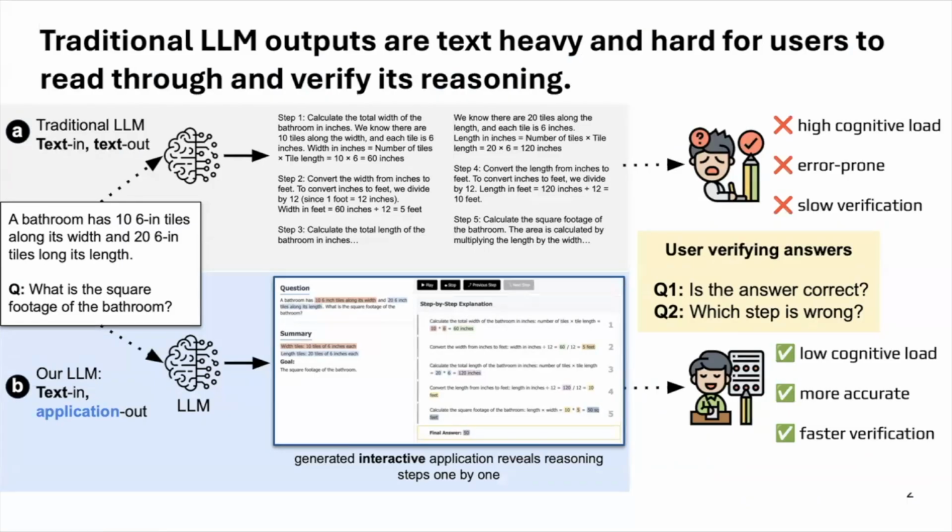Today, models like GPT often produce long and text-heavy reasoning, what we call chain of thought explanations. While these can make the model's thinking more transparent, they're not always easy for humans to read or verify. So instead of changing how the model reasons, we explore changing how its reasoning is presented.